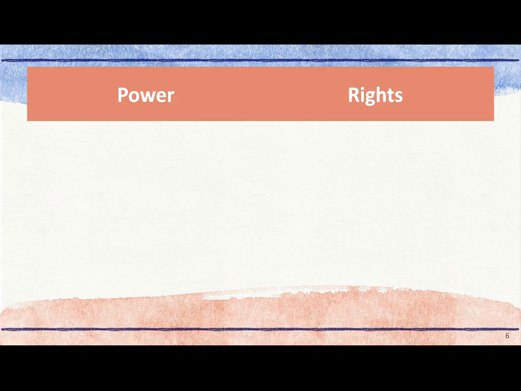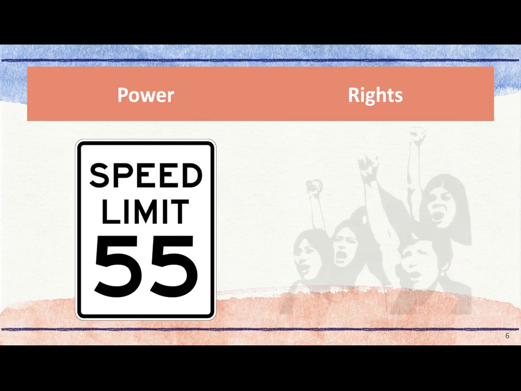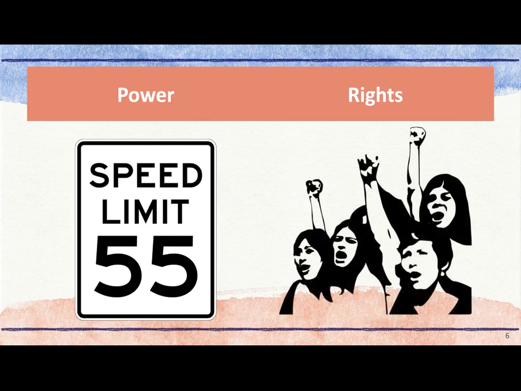For example, the government has the power to set a speed limit for a road to keep people safe and will give you a ticket if you do not follow this rule. On the other hand, in the United States, you have the right of free speech. That means that you can talk about your opinions and no one has the power to make a law against that and throw you in jail for it.